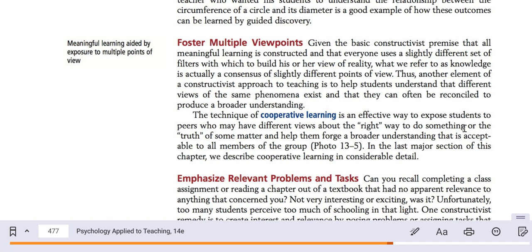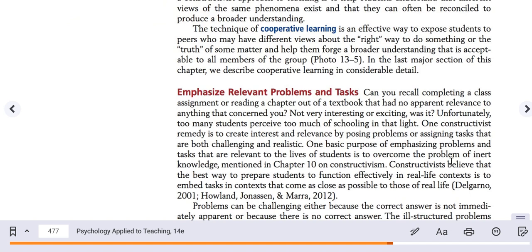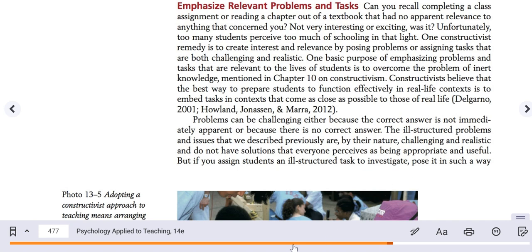The technique of cooperative learning is an effective way to expose students to peers who may have different views about the right way to do something or the truth of some matter, and help them forge a broader understanding that is acceptable to all members of the group. In the last major section of this chapter, we describe cooperative learning in considerable detail.